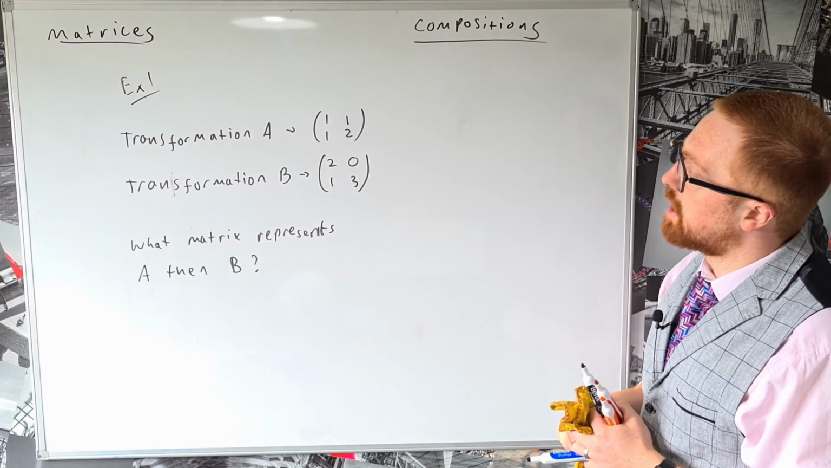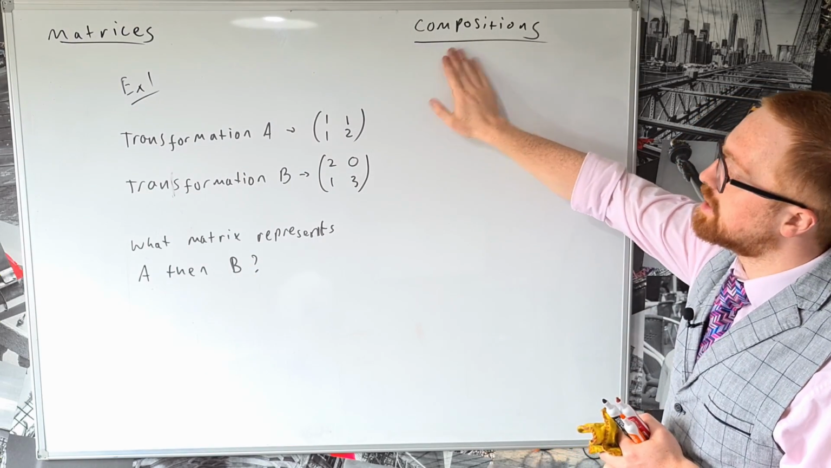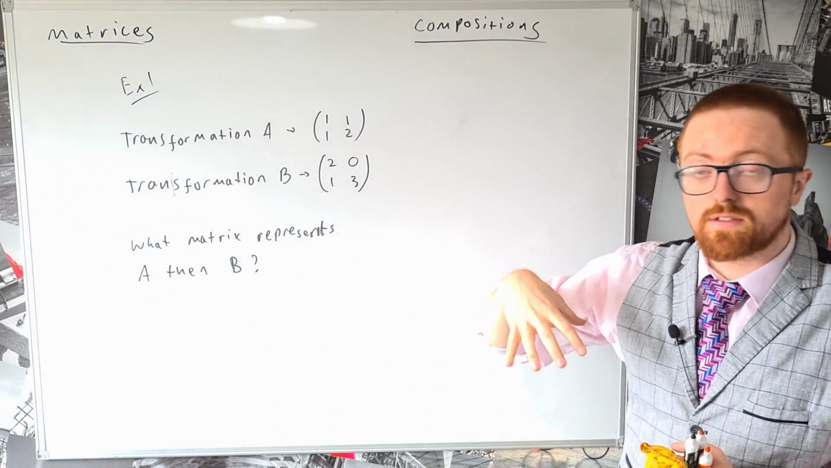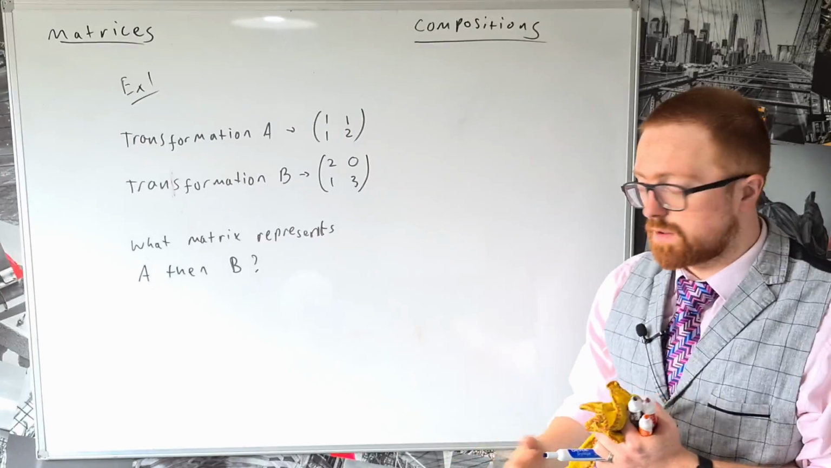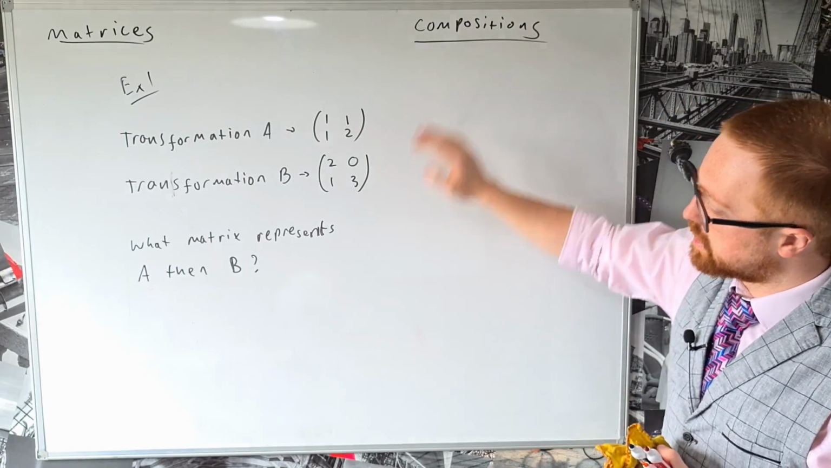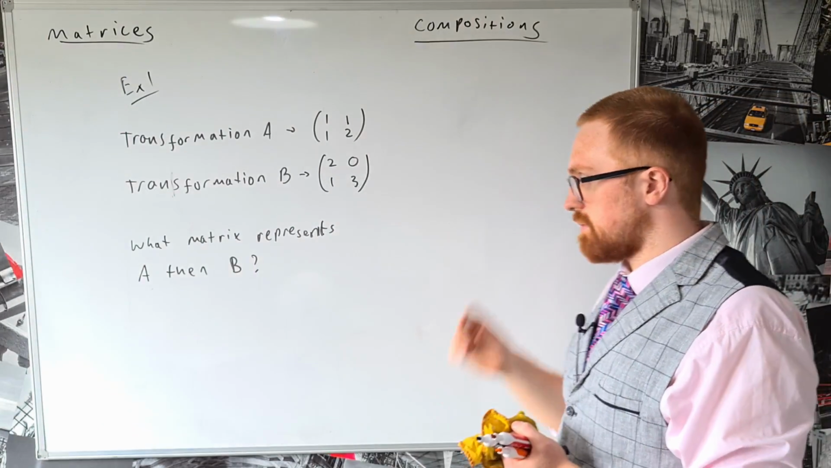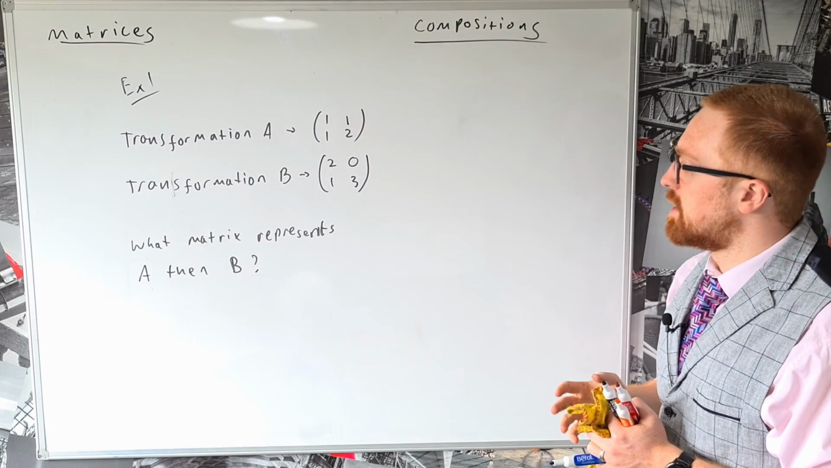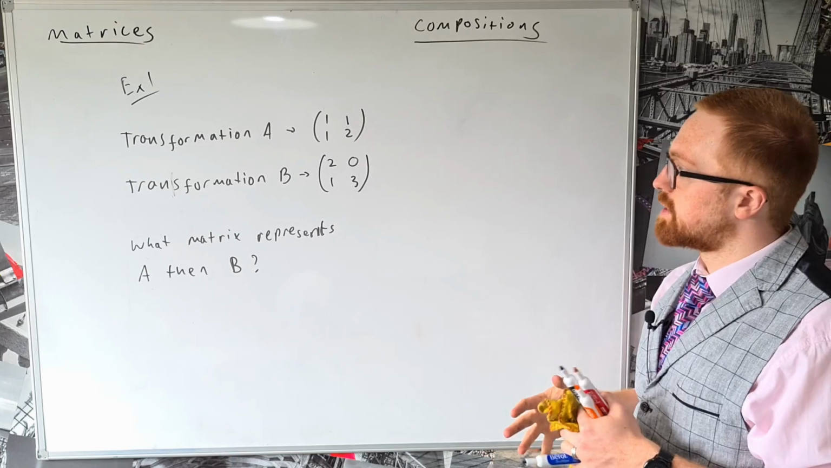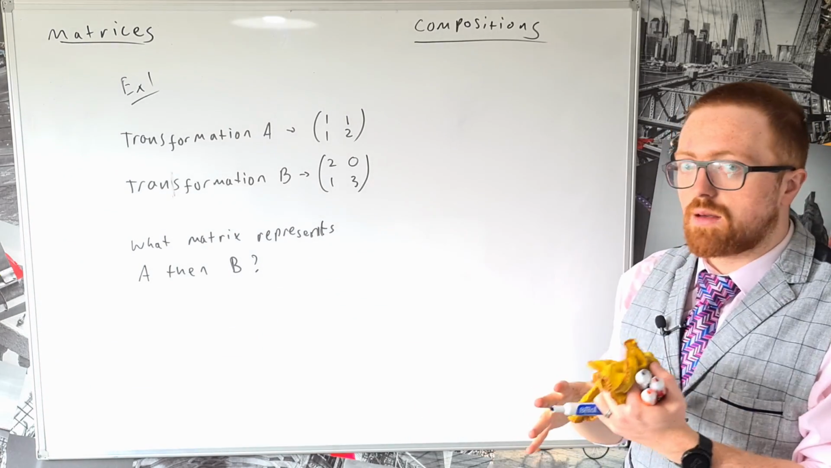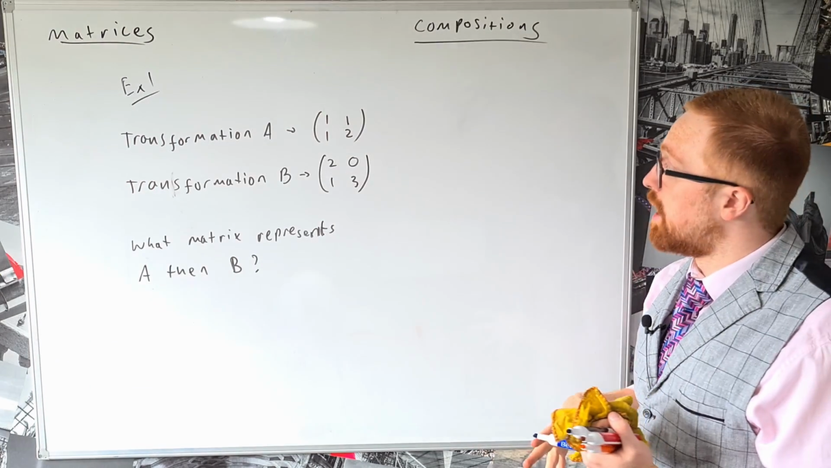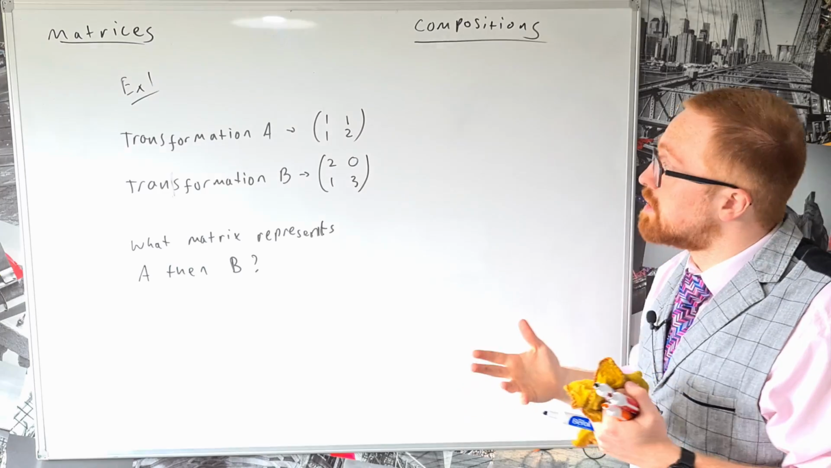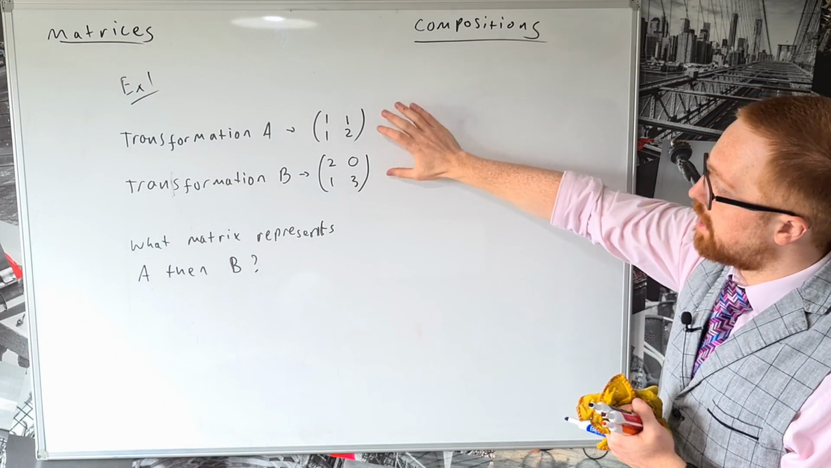Hi there, in this video we're looking at composing transformations. So doing one transformation and then doing a second transformation, and seeing if we can describe that as a single transformation. In normal GCSE maths, this is the sort of question where they might ask: this shape is reflected in the y-axis and then rotated 180 degrees. What single transformation is that?